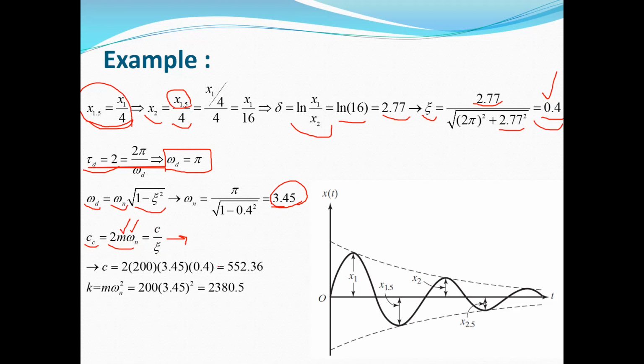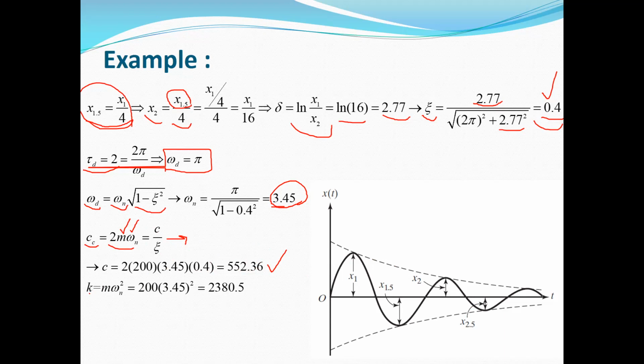So we can substitute, and by simplifying this term, you can obtain that the damping constant must be 552.36 Newton second per meter. This is the coefficient for the damping. So we need a damper with this coefficient if we want to have a response like this.